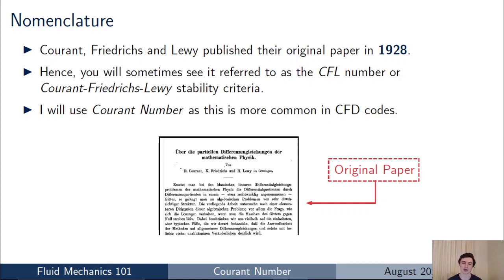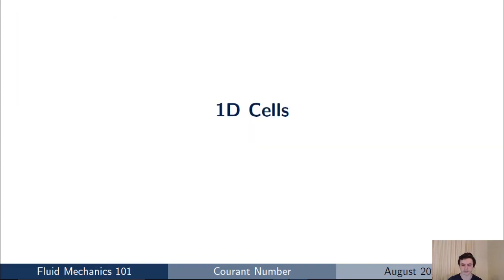And in this talk, I'm going to be using the Courant number to denote the quantity that we're looking at, as this tends to be more common in CFD codes and in user guides, and most people tend to be more used to it. So if you hear people refer to the CFL criteria or the CFL number, it refers to the same thing, but I'm just going to refer to it as the Courant number today. And for those of you who are interested, I've put a link to the original paper from 1928 in the description below, so you can have a read of it.